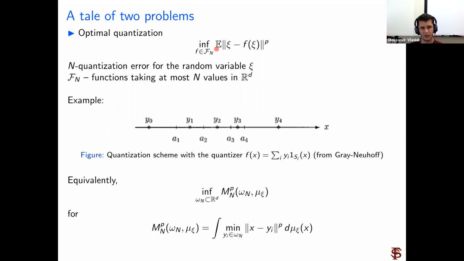So here is the problem. Suppose you're given a random variable X. It has a continuous distribution with respect to d-dimensional Lebesgue measure, and so X belongs to R^d. The idea is you want to minimize, over all functions that take at most n different values, this expression here. What happens here is you're replacing some continuous random variable with this. Here f, say, acts from R^d to R^d.